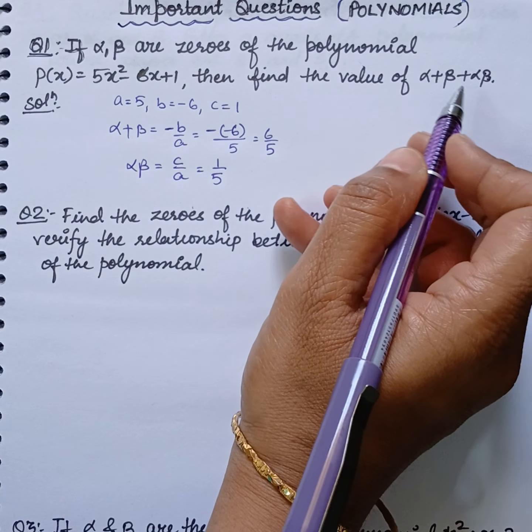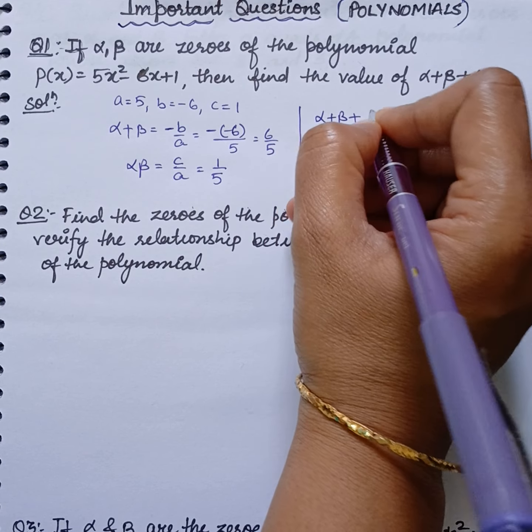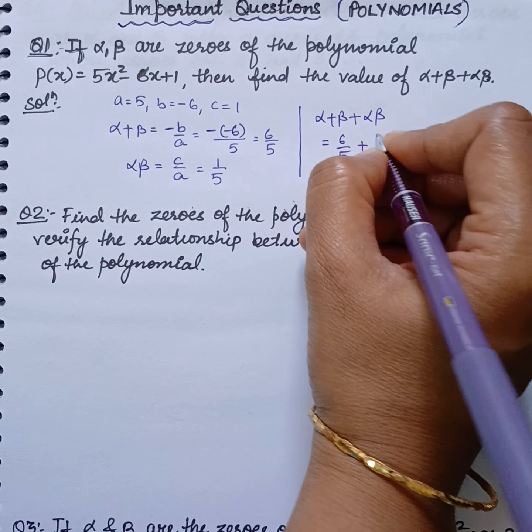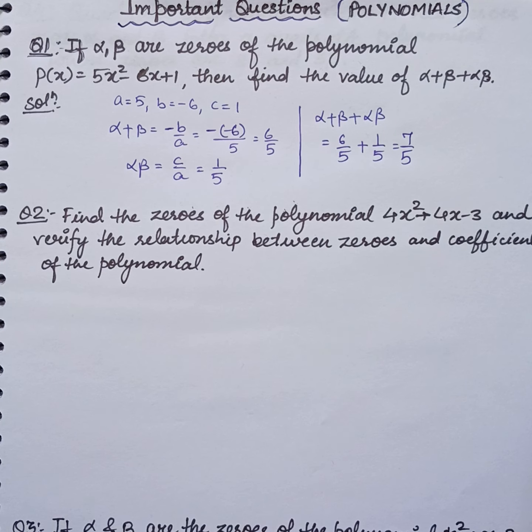Now we need to find alpha + alpha beta. How will we find that? We will just substitute the values. Alpha + beta is 6/5. Alpha into beta is 1/5. So this will be equal to 7/5.